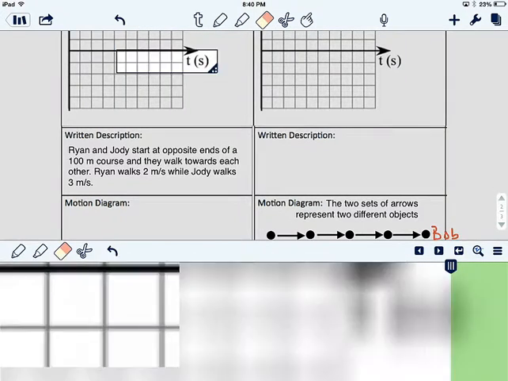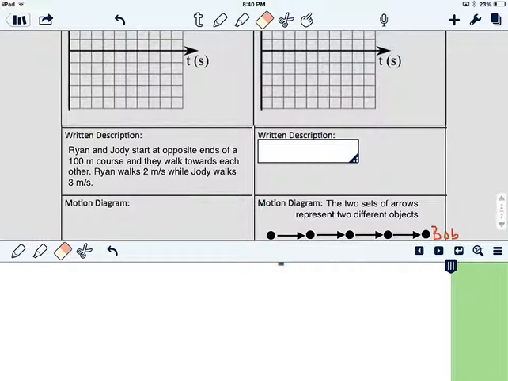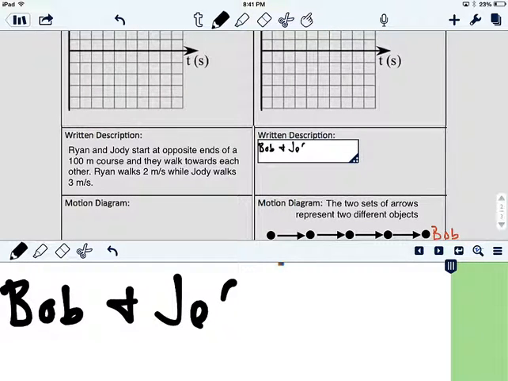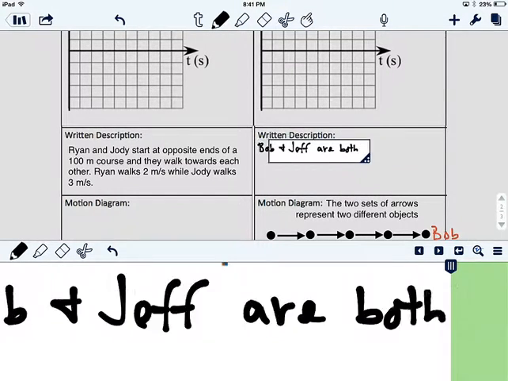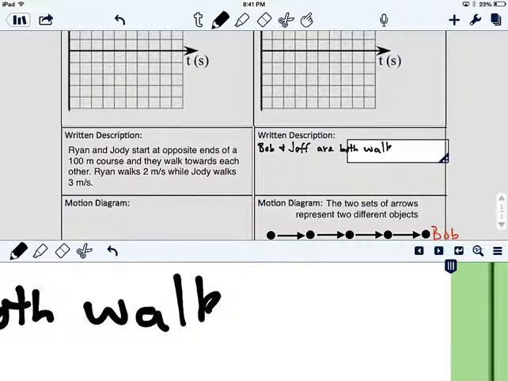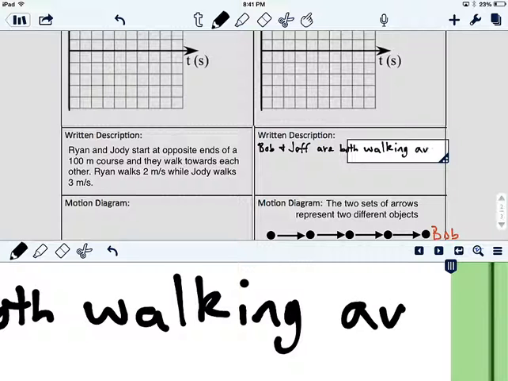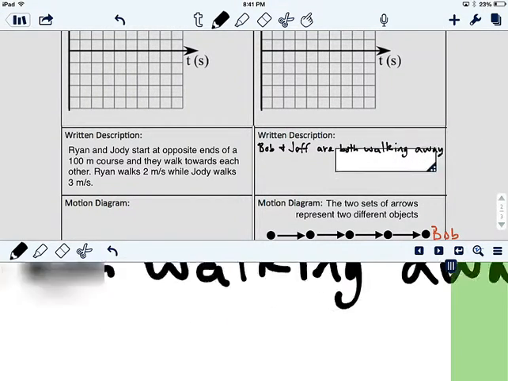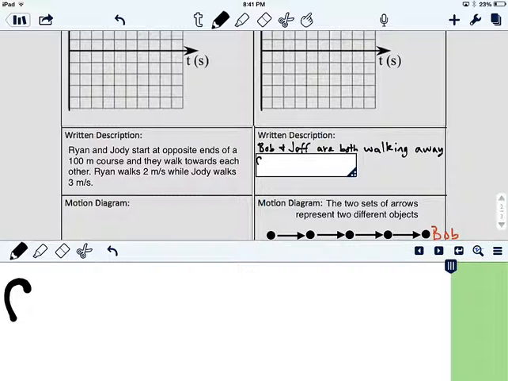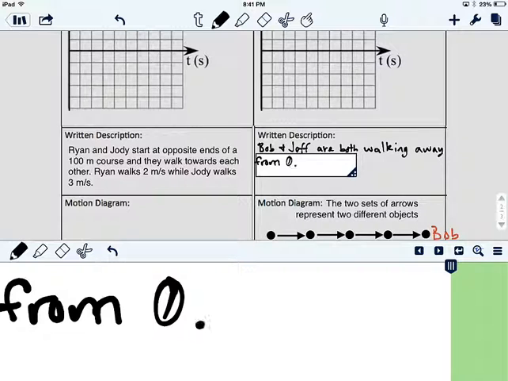Okay, so I'm going to do written description here. So there's a couple things I know. I know Bob and Jeff are both walking away from zero. So that's important.